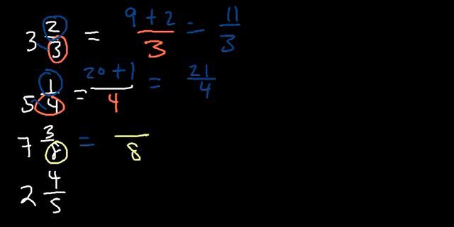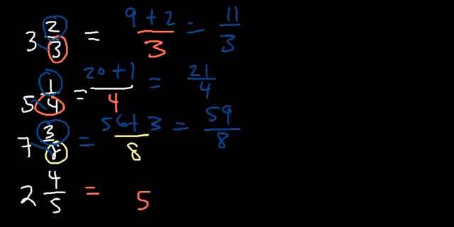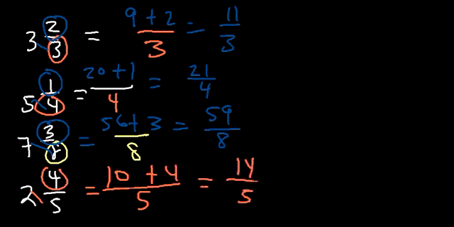So the denominator is going to be 8. 7 times 8 is 56 plus 3. So we're going to get 59 over 8. And for this example, the 5 is going to stay the same. 2 times 5 is 10 plus 4. So this is equal to 14 over 5.